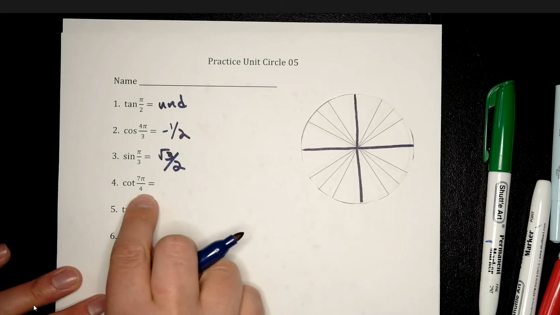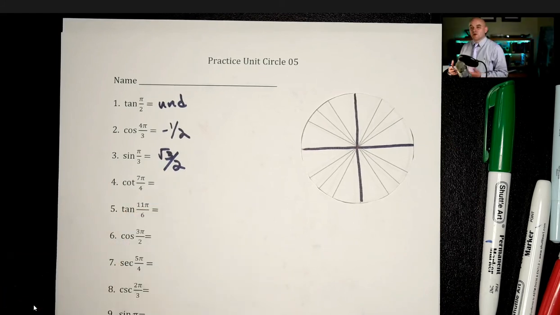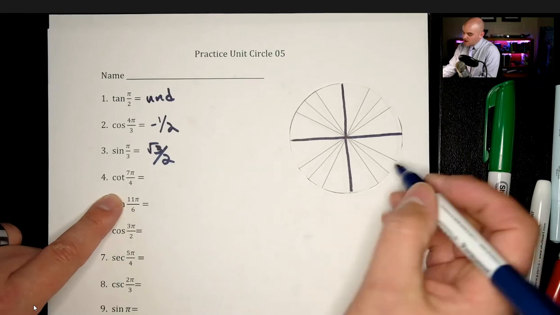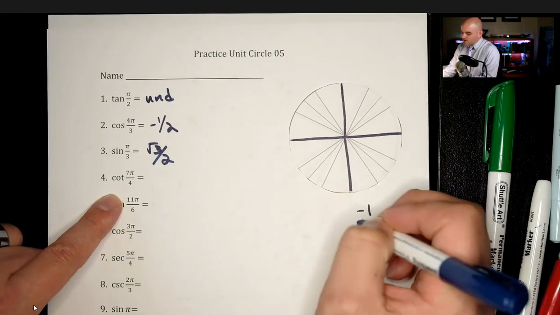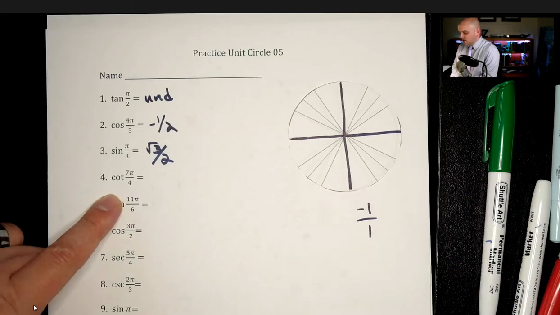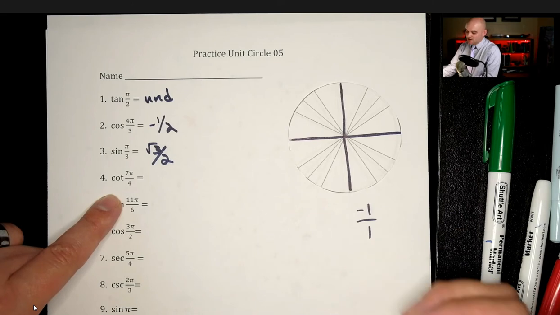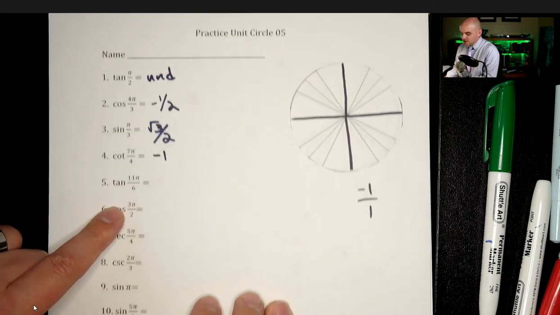The cotangent of 7 pi over 4. So here's our first reciprocal ratio. What I'm going to do with that is figure out what the tangent is, and then I'm going to flip it. So at 7 pi over 4, I am right here. The slope of this line is -1. So that I can write it out like that, -1 over 1. That's the tangent. Now if I flip that, I get 1 over -1, which is still -1. So the cotangent there is the same as the tangent.